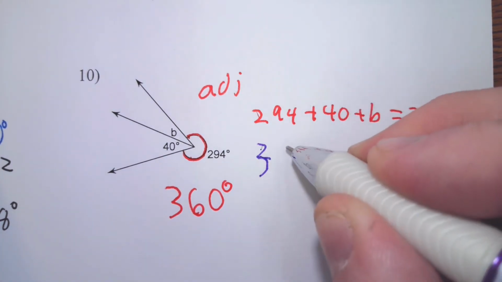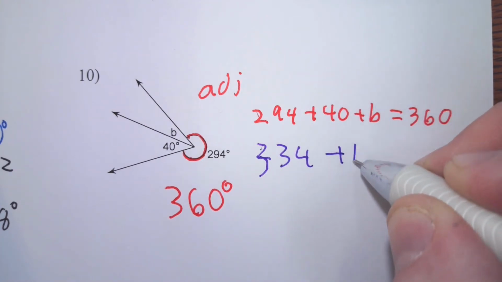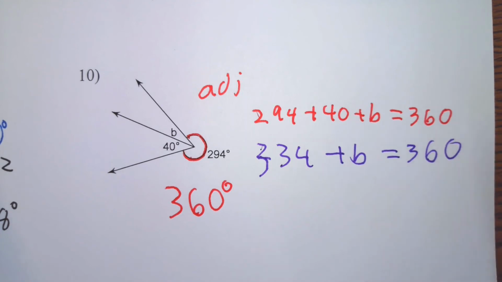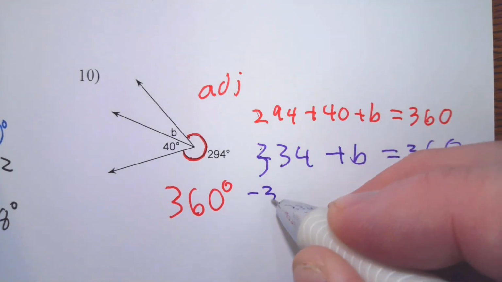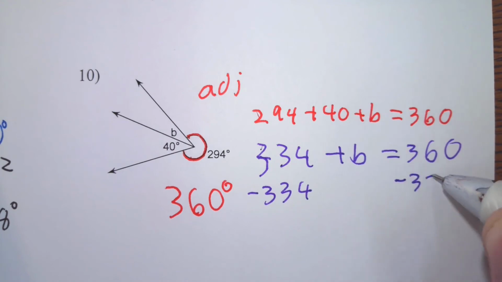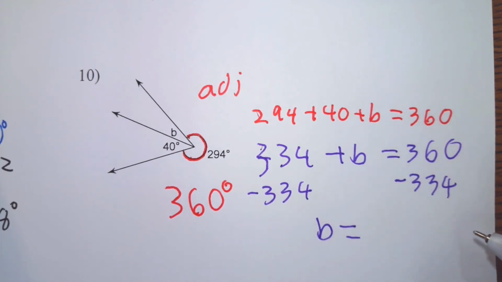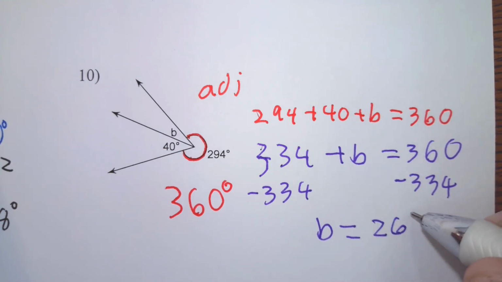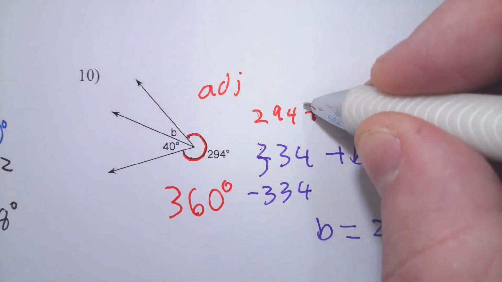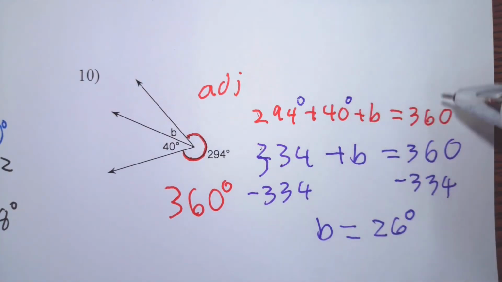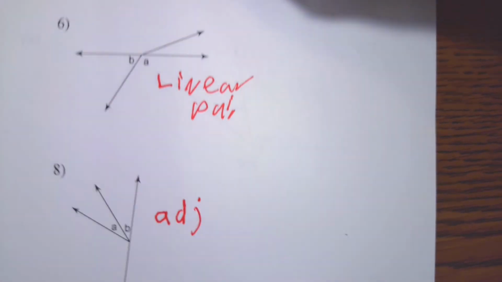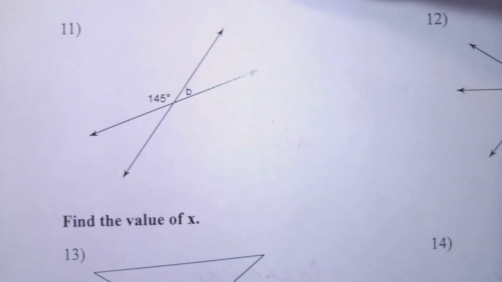So this would be 334 plus B equals 360. Do a little bit of that, and we get B equals 26. I probably should have put degrees, because technically all these things are degrees. Okay, all right, moving on to other kinds. We're not just doing a whole bunch of these, but I want you to do enough of these that you're comfortable with the vocabulary and the formula that goes with them.